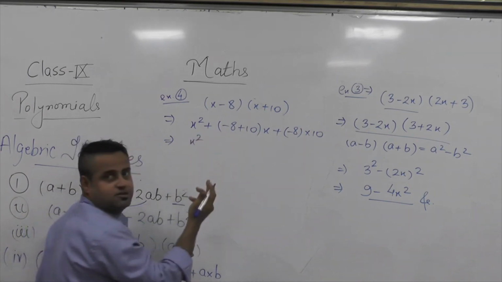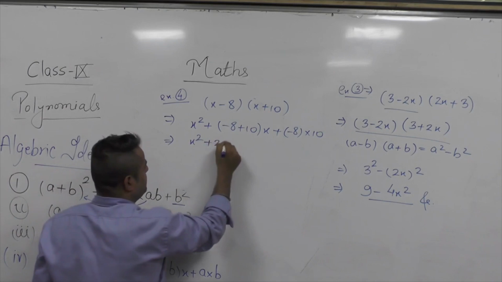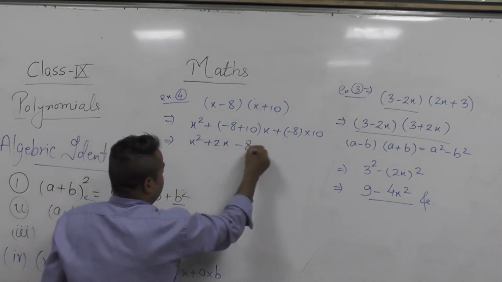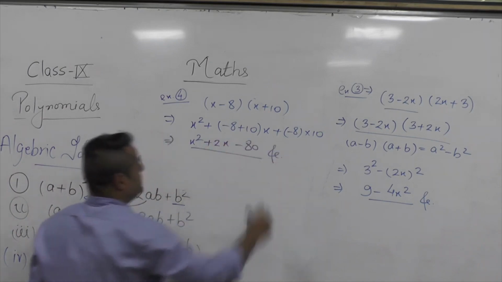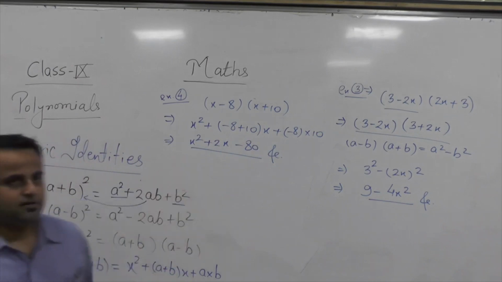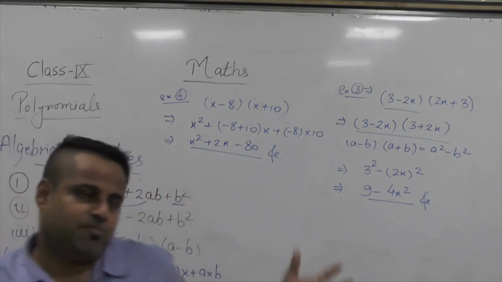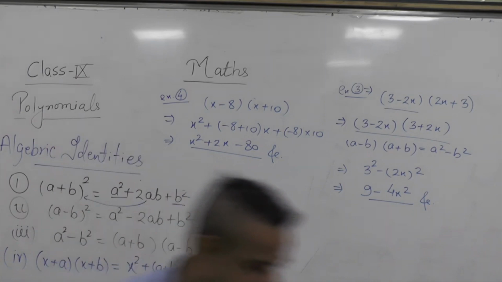Minus 8 plus 10, how much? It is plus 2, yes, correct. And minus 80. This is our answer. That's how we can apply that identity. Okay, one more question.